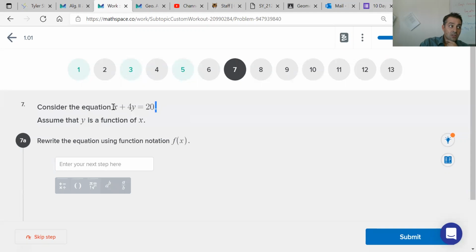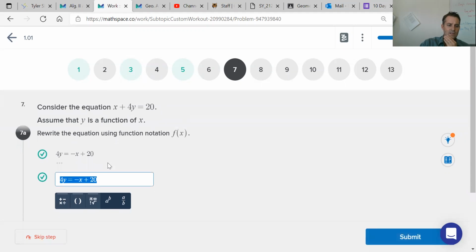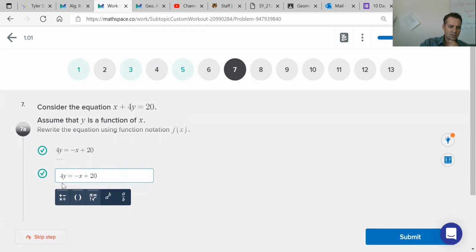Okay, so we have this equation. This is a linear function, x plus 4y equals 20. Rewrite using function notation. So let's just solve this for y. So I'm going to get 4y equals -x plus 20. If I just take this x and subtract it from both sides, that's what I get. Let's just check it. Okay, so then to get rid of the 4, I've got to divide by 4 or times by 1/4 on both sides.